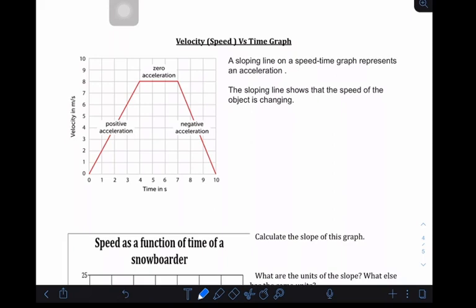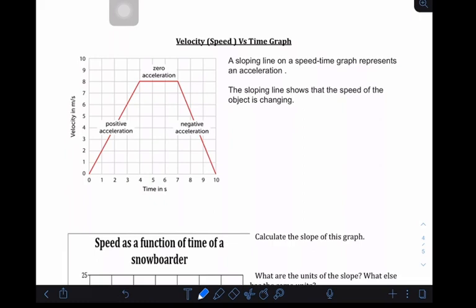So we see in this graph here a velocity that has an upward slope. What that means is that as time increases, the velocity of the object increases. It starts from 0 and ends after 4 seconds, it's going 8 meters per second. So an upward slope is a positive acceleration.